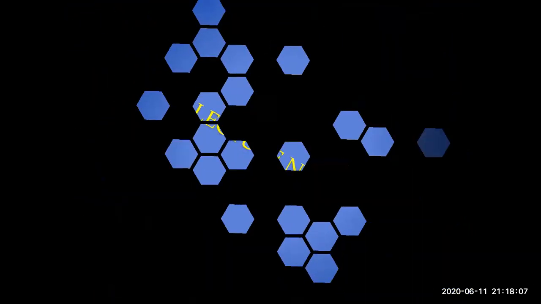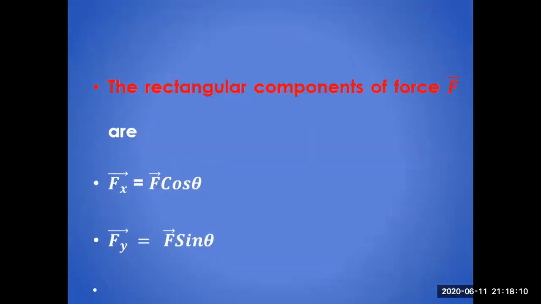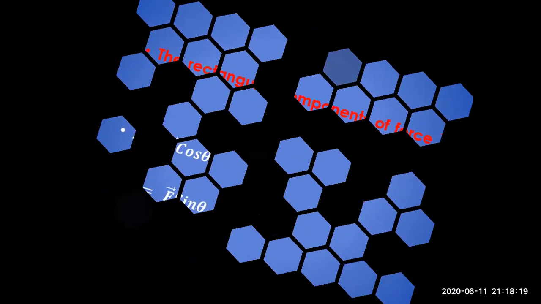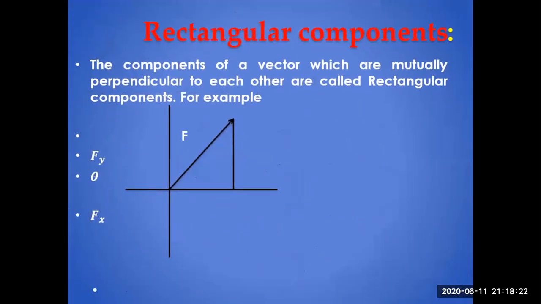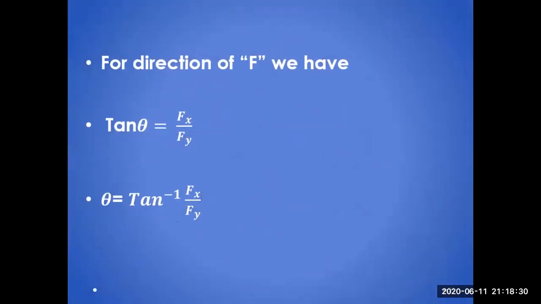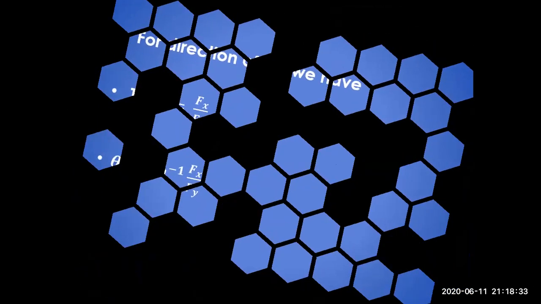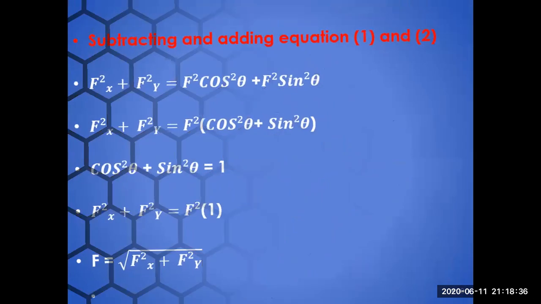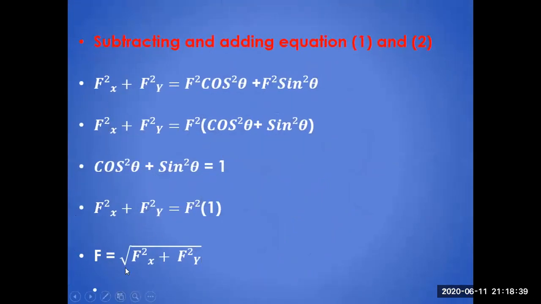So let's come back and revise the main topics of this class. Here we were at the end. These are the two mutually perpendicular components, and these are called rectangular components. Before this, we studied about rectangular components, which are mutually perpendicular to each other. And before this, we covered the direction of a force. Let's start from where you found the magnitude of the resultant force by adding the components of these two forces together, Fx and Fy. These two are perpendicular to each other, so that's why they are called rectangular components.